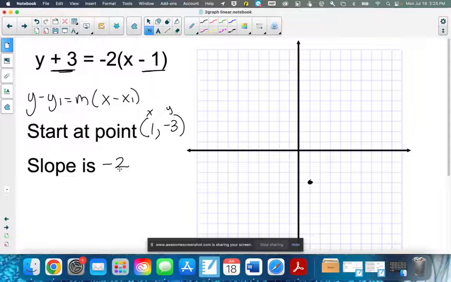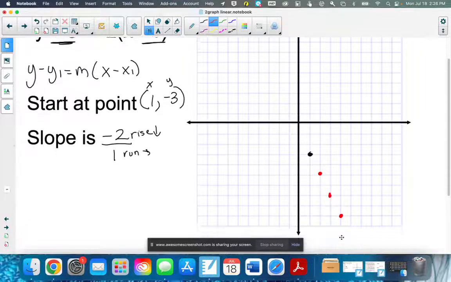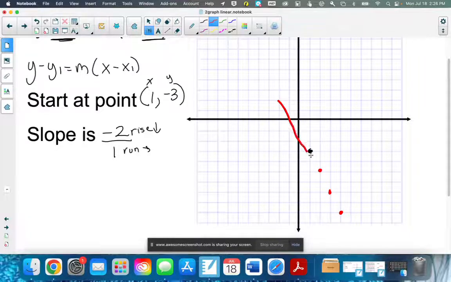Now, I'm going to put that as a fraction because I want my rise over run. You should remember that to make any whole number a fraction, you put it over 1. So I'm now going to rise -2, which means I'm going down, and I'm going to run 1 to the right. So starting from the point that's in my equation, I'm going to go down 2 and to the right 1, down 2, right 1. And then I'm going to connect my dots, and I'm all done. And that is it. That is the three forms of graphing linear functions.